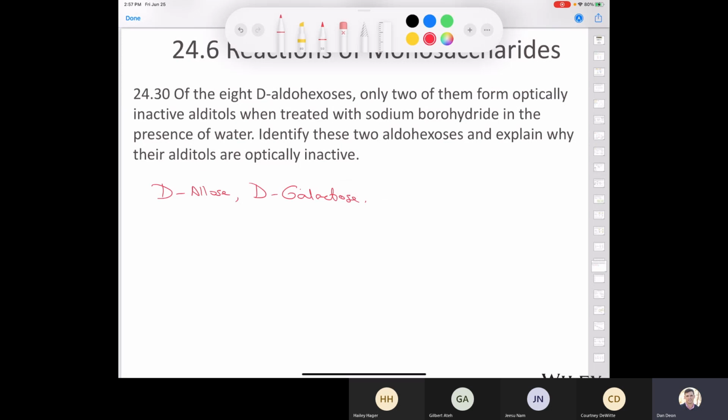All right, so yeah, why don't we put it like this? Both give meso compounds. All right, there we go.